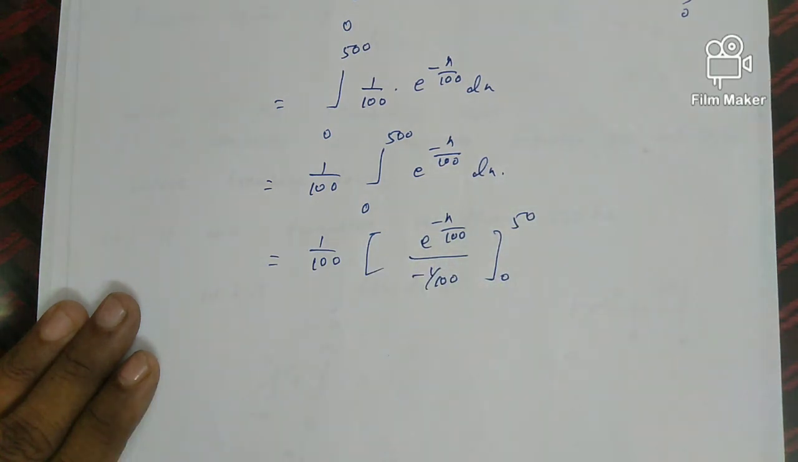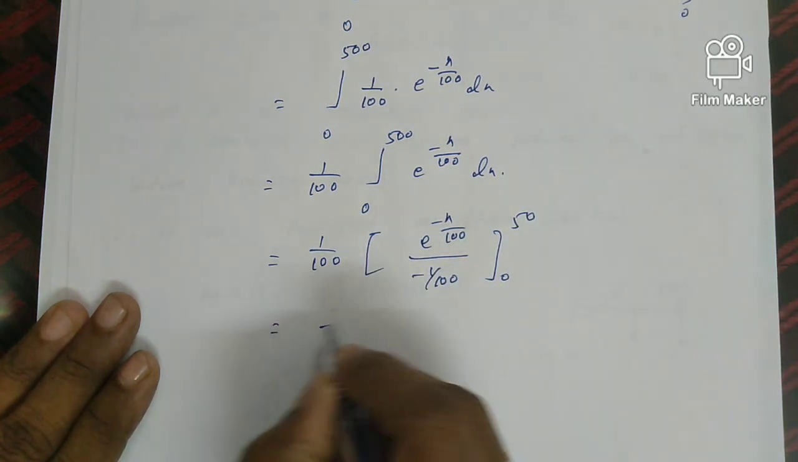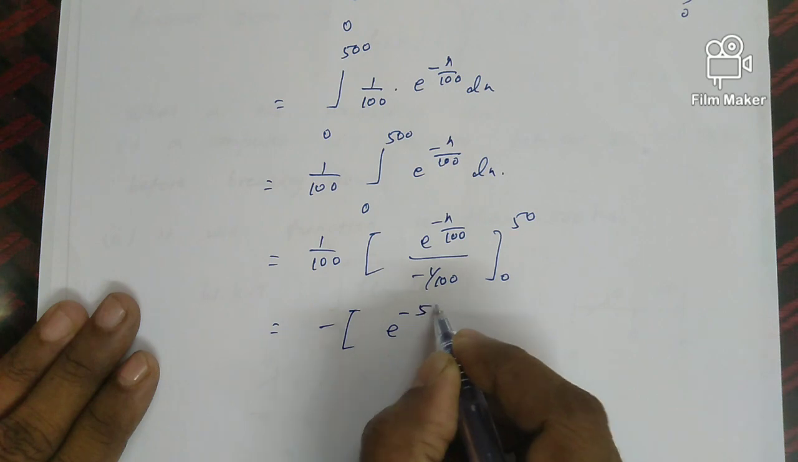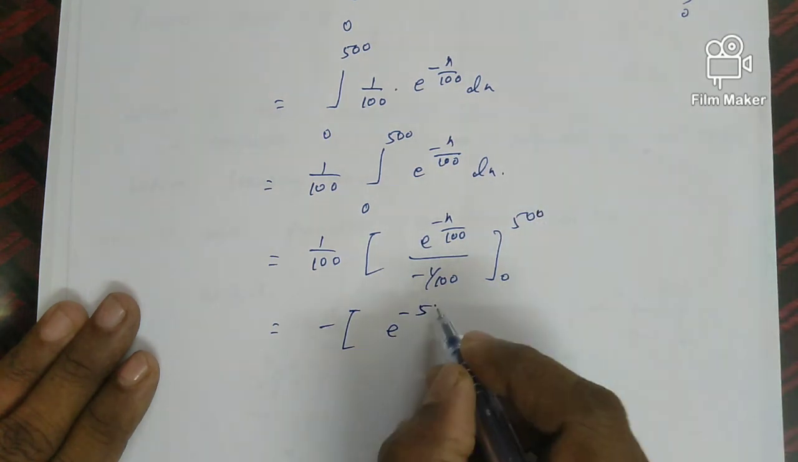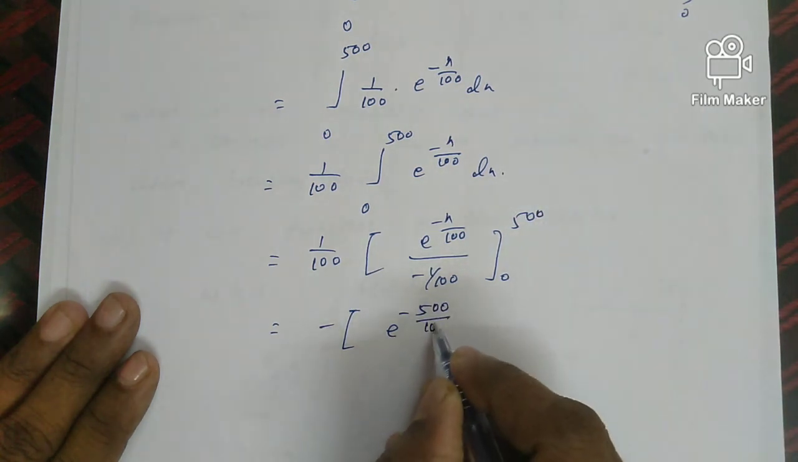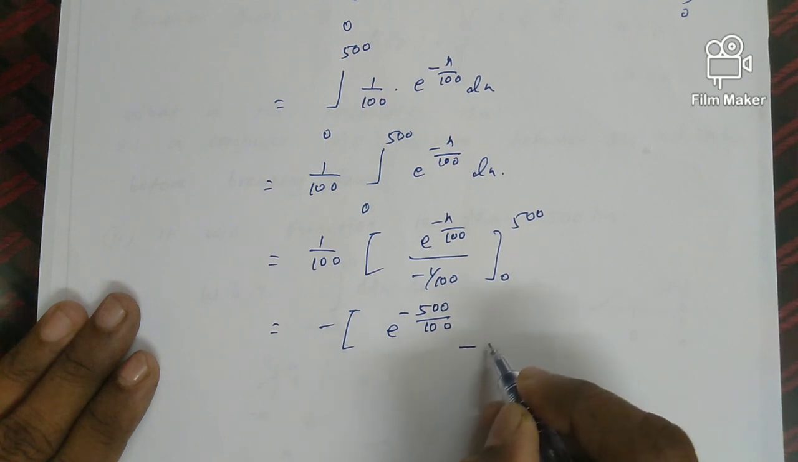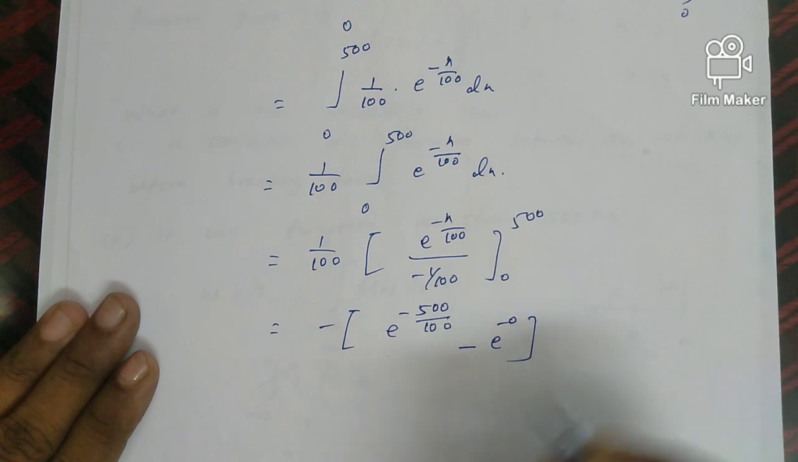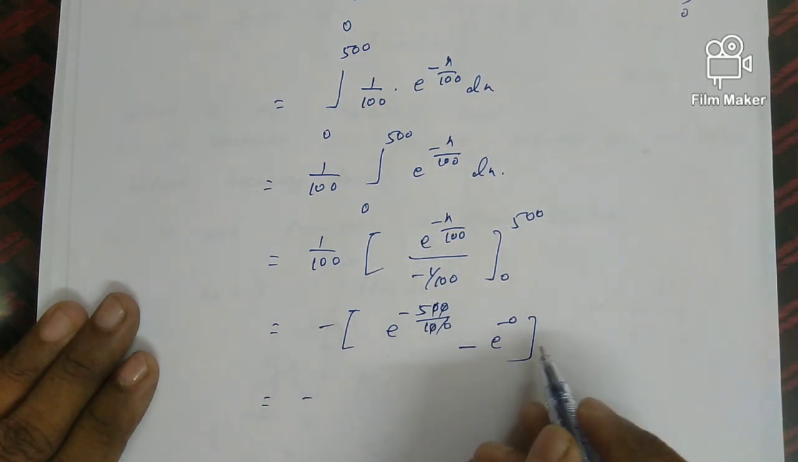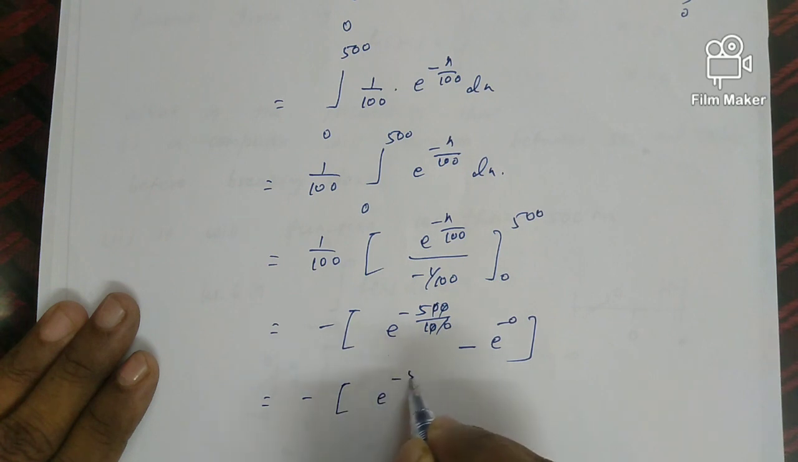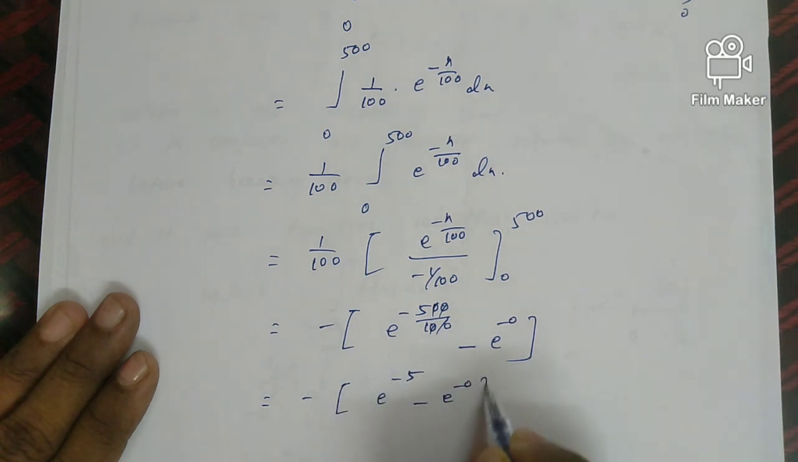This 100 and 100 will cancel off. We can get only minus outside. E power minus upper limit is 500, okay, so 500 by 100, minus lower limit is 0, okay, so e power minus 0. We can cancel these two. Okay, so minus, we can write e power minus 5 minus e power minus 0.